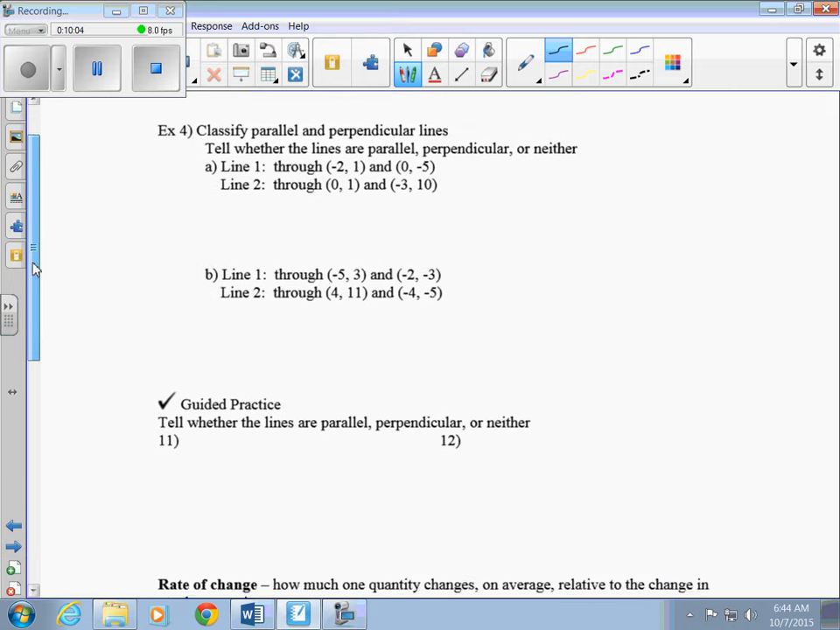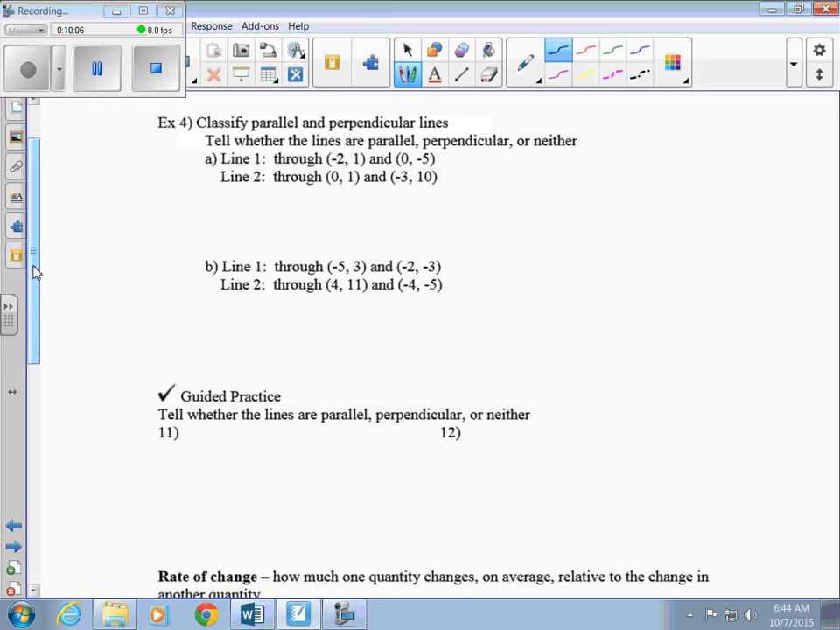All right, so the next thing we're going to talk about is example 4, and that's on classifying parallel and perpendicular lines. So it says tell whether the lines are parallel, perpendicular, or neither. It says line 1 goes through -2, 1 and 0, -5, and line 2 goes through 0, 1 and -3, 10. So we have two lines here. We want to determine, are they parallel, are they perpendicular, or is it neither?